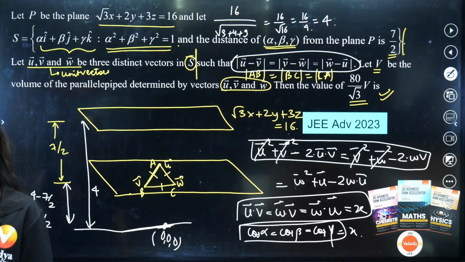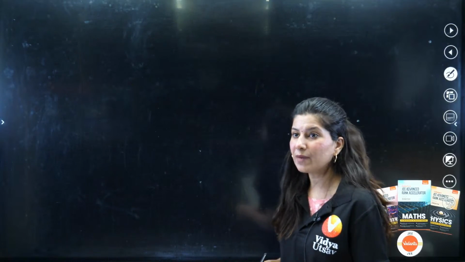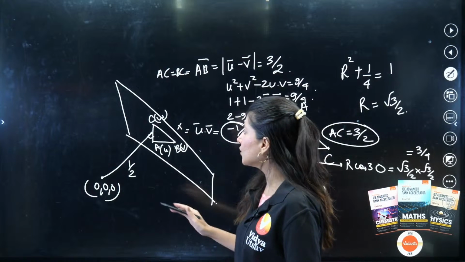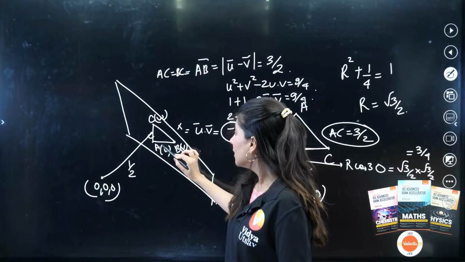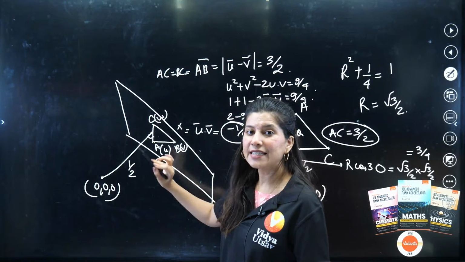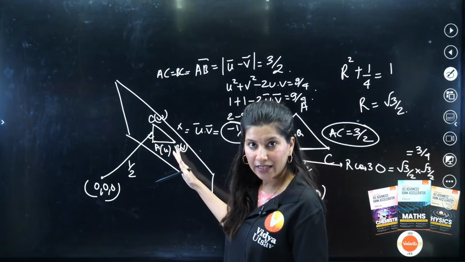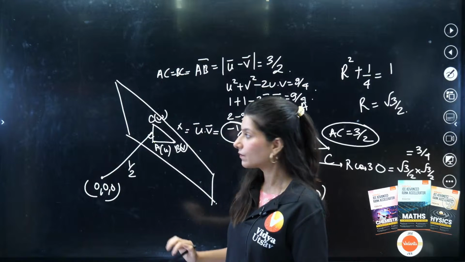One student is asking, how did you get minus 1 by 8? Okay, let me tell you one more time, how did I get x? First of all, we understood that the equilateral triangle whose vertices are u, v and w is lying in a plane which is at half unit distance from the origin.